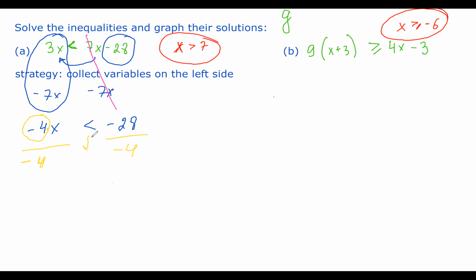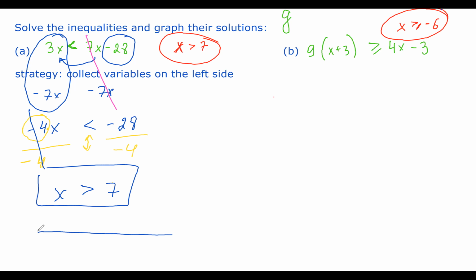Now, this is the place where the direction of the inequality will change because we are dividing by a negative number, right? So these two will cancel, we'll get x, and then negative by negative will be positive, and 28 divided by 4 is 7. That's how we got our answer, and then we will graph it.